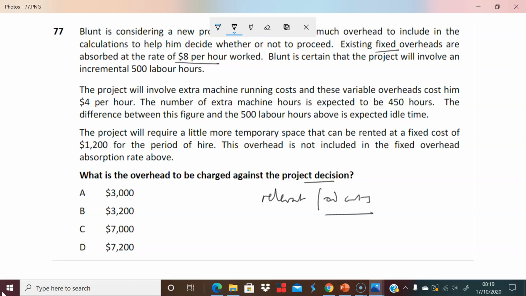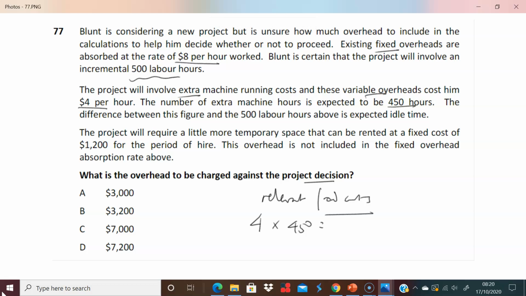So it says the project will involve extra machine running costs, and it says these variables will cost £4 an hour. So these are variable overheads that I know about. The number of machine hours is expected to be 450. I want to be as accurate as I can. He's expecting 500 labor hours, but the difference of 50 is because he thinks he needs some idle time. No, I just want to put in what is relevant, what I know of. I can't be putting in any guesstimates. This is very clear. This is £4 and 450 hours.